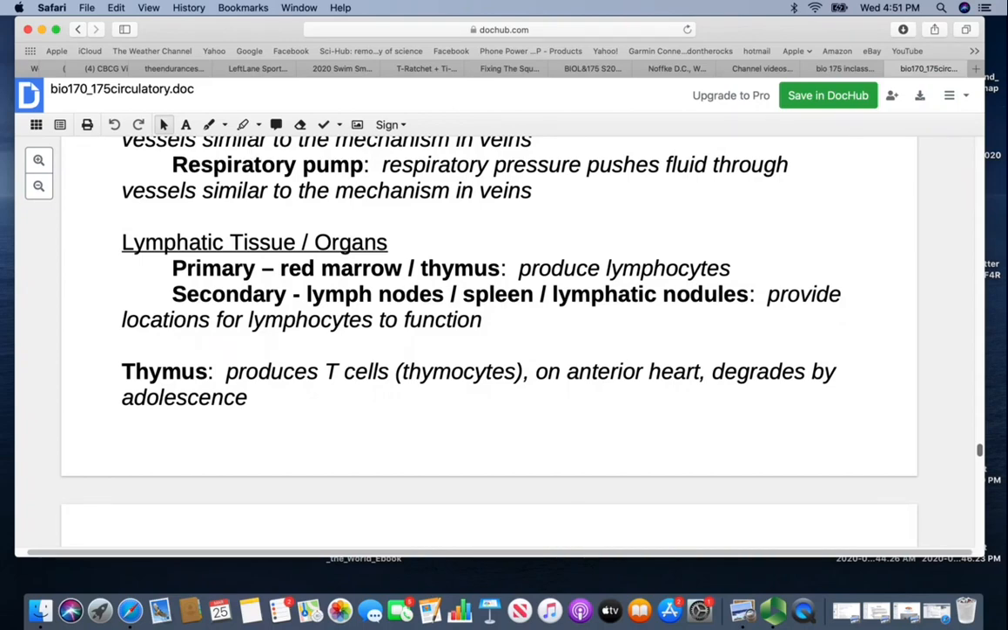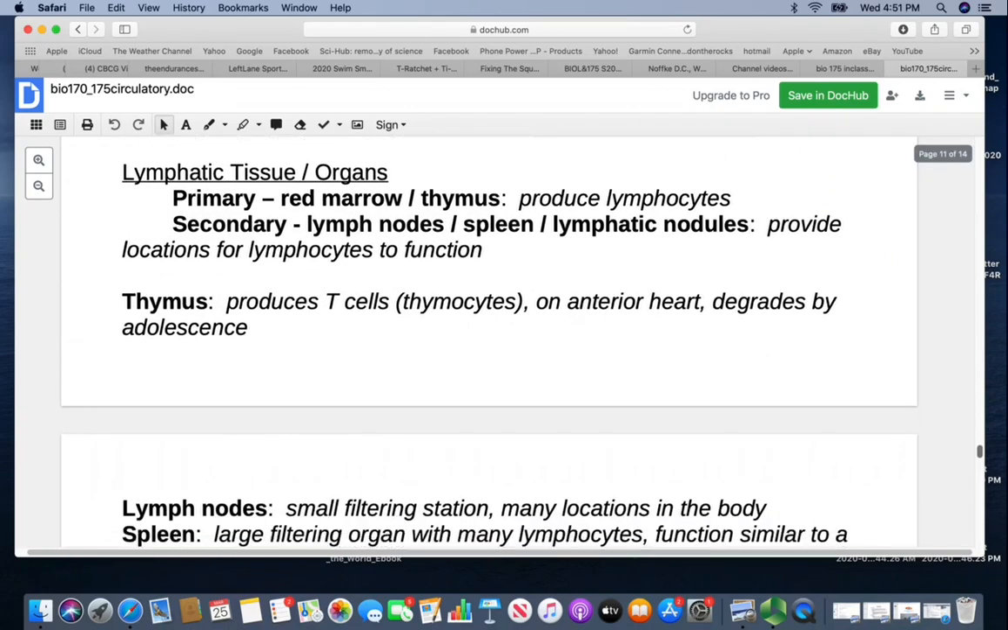The thymus is going to produce your T cells. T cells is short for thymocytes. It's located on the anterior heart. For the most part, this pretty much degrades by adolescence.